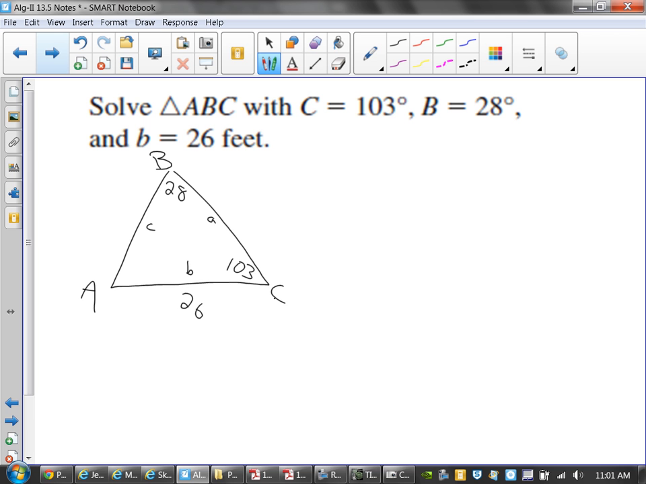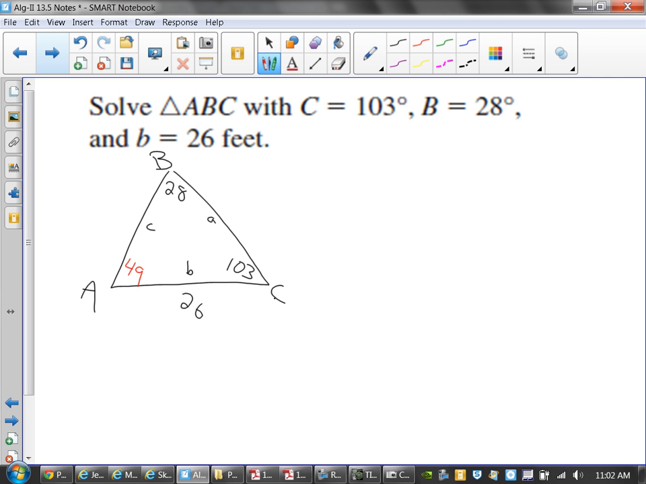Now, in a triangle, there are 6 parts. We know 3 of them. One of the other three things we have to find is really, really easy. It's that third angle. How do we find the missing value of A? The easiest thing to do when you're given 2 angles is find the third angle right away, to get 49. All right, that's the easy stuff.